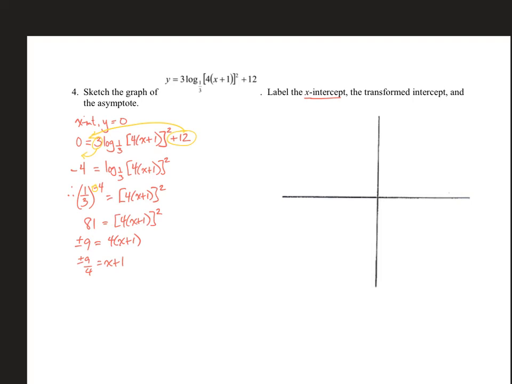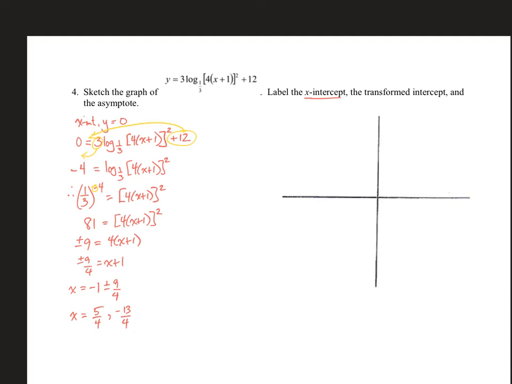You could have expanded in the 4 if you wished. Now to get my x all by itself, I need to get rid of my +1, which means I'm going to subtract 1. So I'm going to have -1 plus or minus 9/4. And so I can now calculate both my x-intercepts. I'm going to have -1 plus 9/4, which is a 5/4, or I'm going to have -1 minus 9/4, which is a -13/4. So we have 2 x-intercepts.